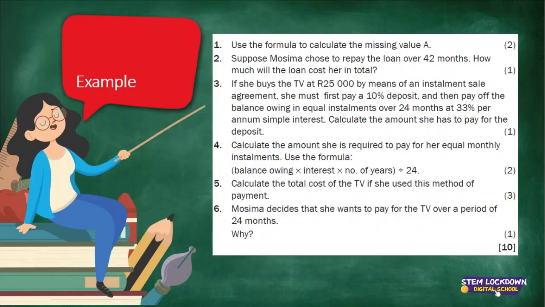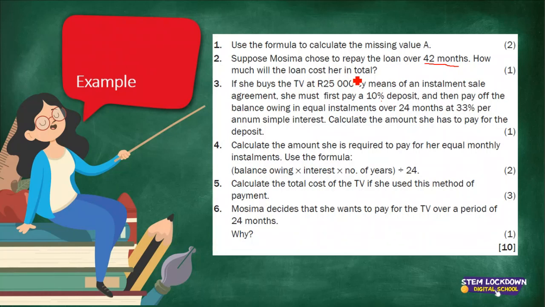Okay, the second one, it says, suppose Mohsina chose to repay the loan over 42 months. The keyword is 42 months, right? Obviously a longer period of time. Now they say, how much will the loan cost her in total? Over 42 months, how much will it cost her in total?